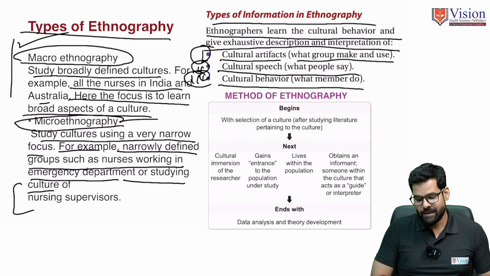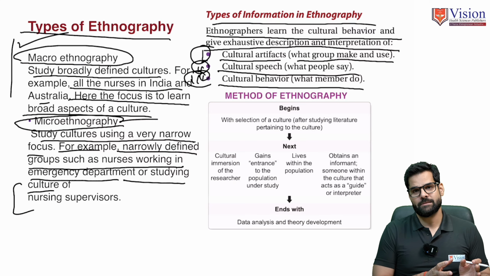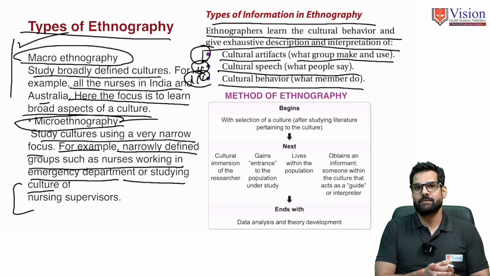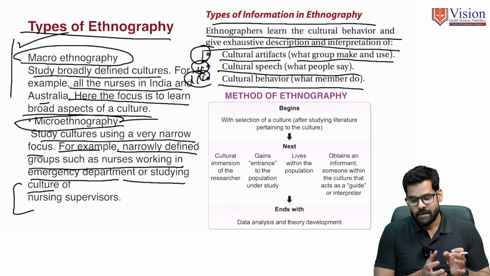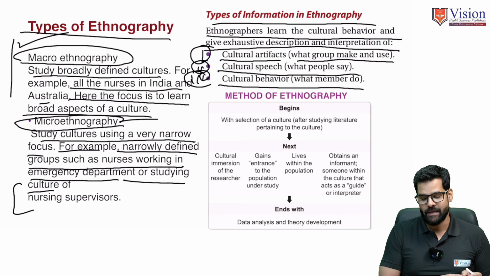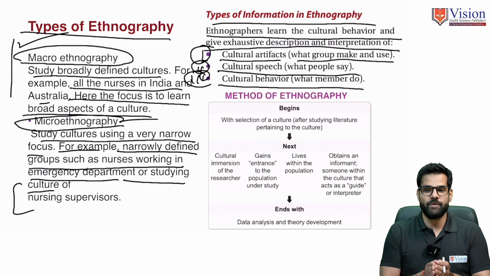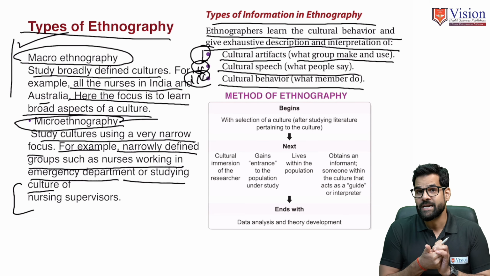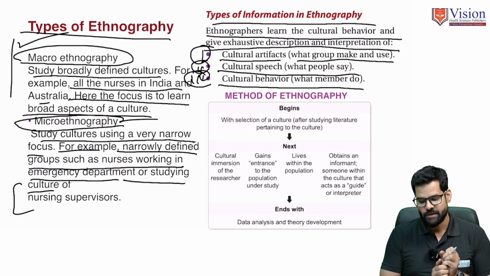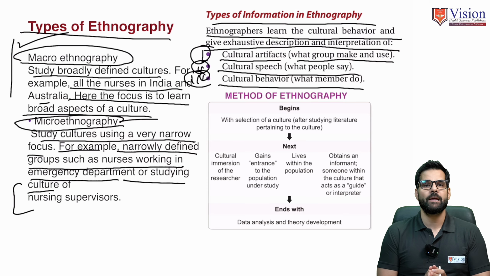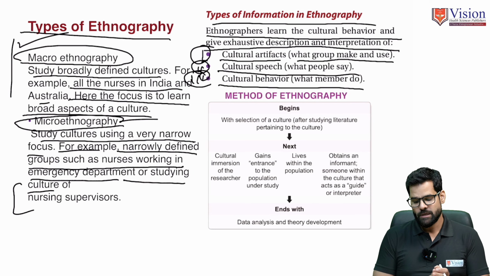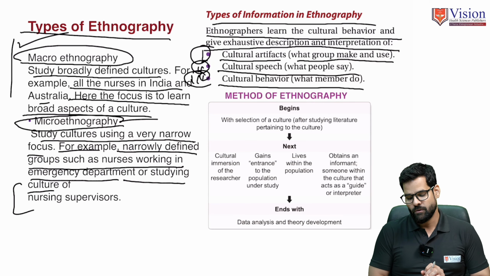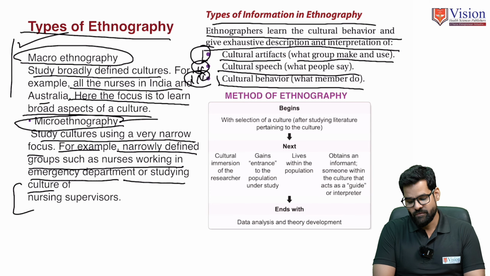Cultural artifacts are the symbols, what exactly the group is doing to make their life easier, and how the culture is introjected into their personality. You see that every culture has its own artifacts, its own symbols, its own tradition. All that we study in cultural artifacts. Cultural speech, what people say. As an ethnographer, you mainly focus on what people are saying, either by adopting the emic view or the etic view. Then cultural behavior, what exactly people do.